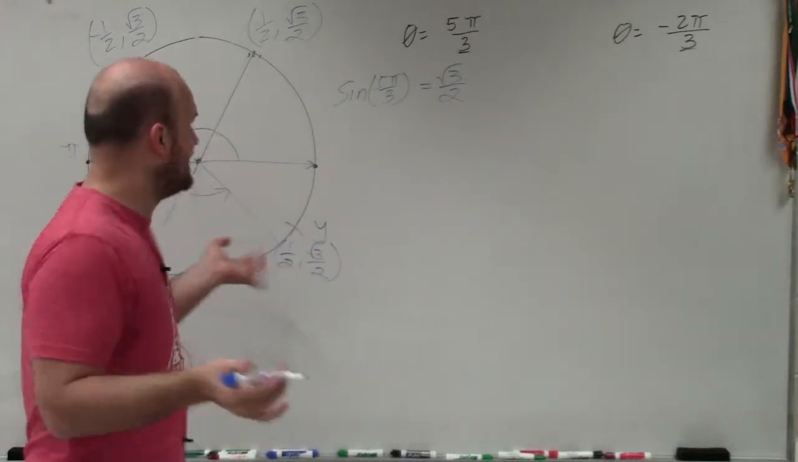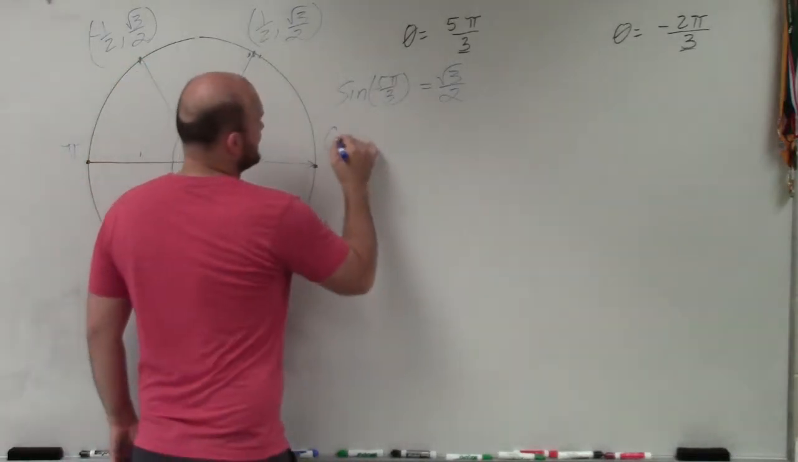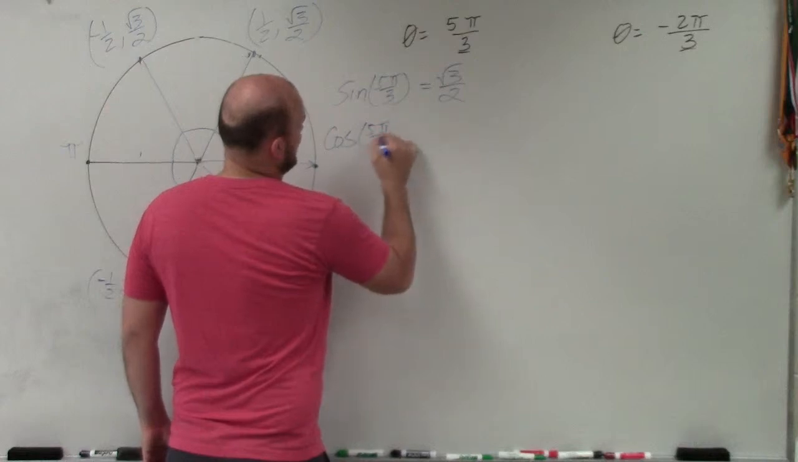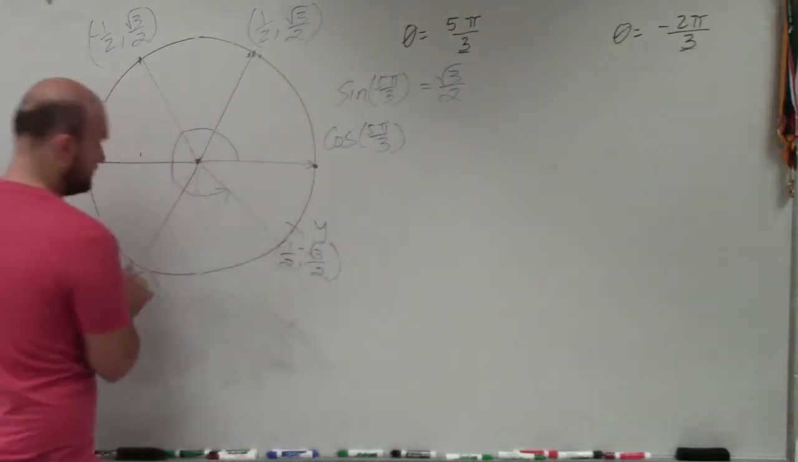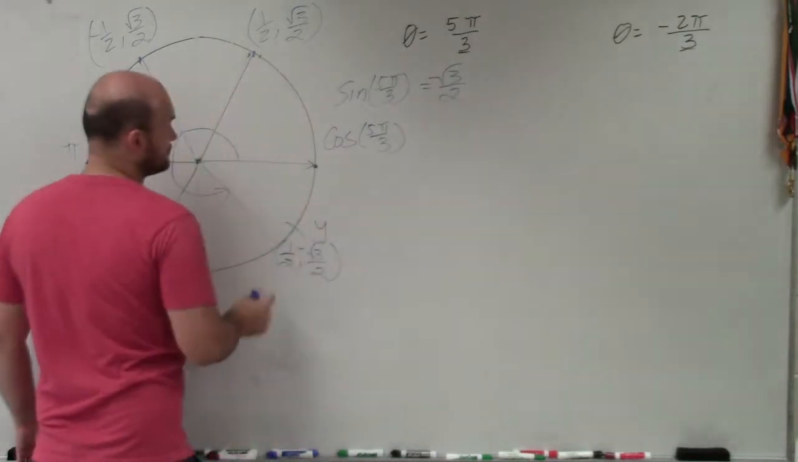That is, sine is y. For cosine, that's going to be the x coordinate. So cosine of 5 pi over 3 is going to be the x coordinate. Oops, that's a negative. Did I make that one there? Yeah, OK. That's negative.